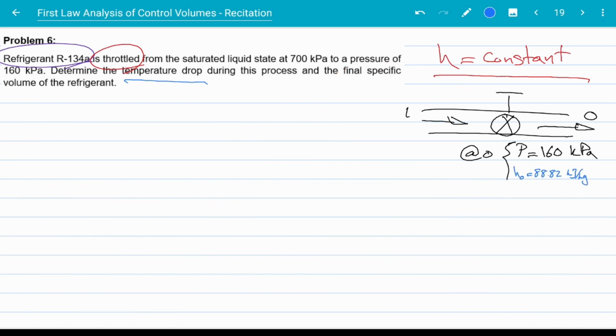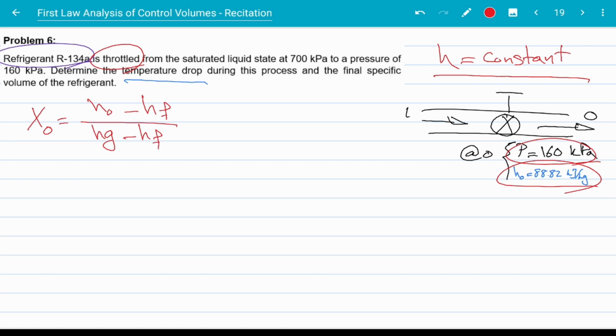Okay, so at the exit, I know the pressure and the enthalpy. I also know that I'm in the saturation dome, so I'm in the mixture zone and I have quality. So first I need to find the quality and then use that to find a specific volume. Now quality is enthalpy at the exit minus enthalpy of the saturated liquid at set pressure over the enthalpy of saturated vapor minus enthalpy of saturated liquid at the set pressure.